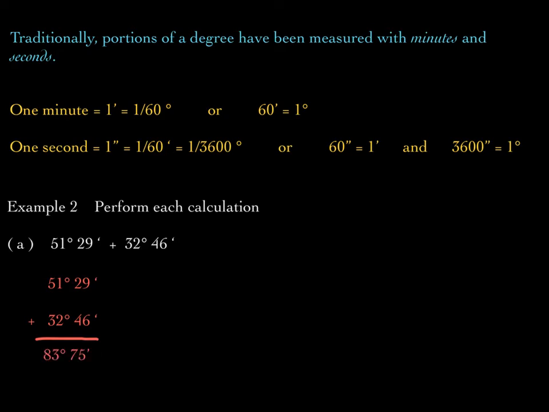Now, this will not be my final answer because every 60 minutes is 1 degree. Remember up here, 60 minutes is 1 degree. So what I'm going to do is take 60 minutes away from 75 minutes and convert the 60 minutes that I subtract from 75 to 1 degree and add it to 83 degrees. So here I have 83 degrees plus 60 minutes plus 15 minutes, which gives me 75 minutes. Now I'm going to convert this 60 minutes to 1 degree and then add it to 83 degrees. So now my final answer is 84 degrees and 15 minutes.